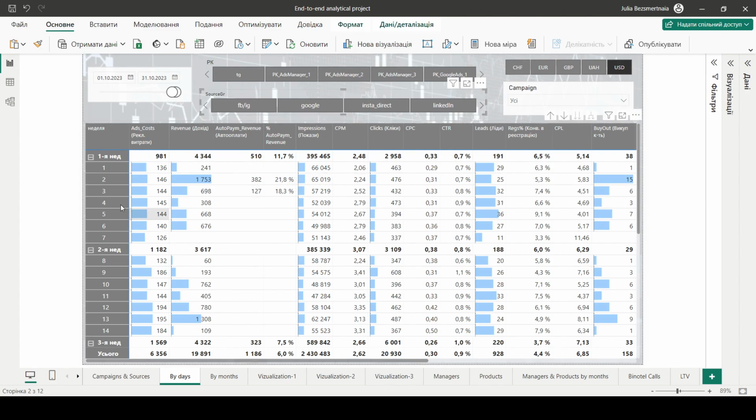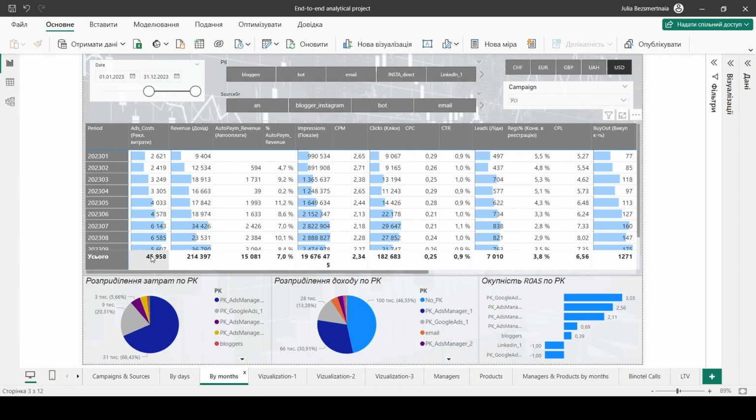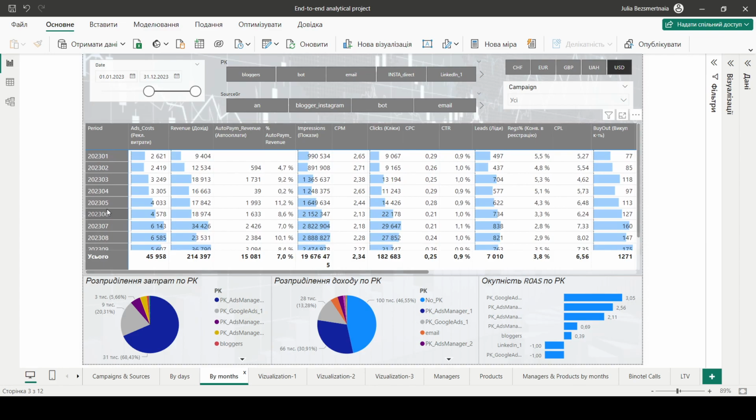We can see the figures by weeks. On the next page, we can see analytics by months, by periods, year and months. We have the same filters, and also we have charts: distribution of ads cost by ad accounts, distribution of revenue by ad accounts, for example, and comparison of ROAS by ad accounts.